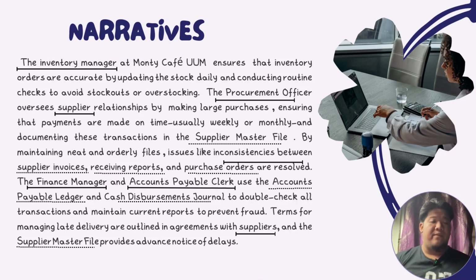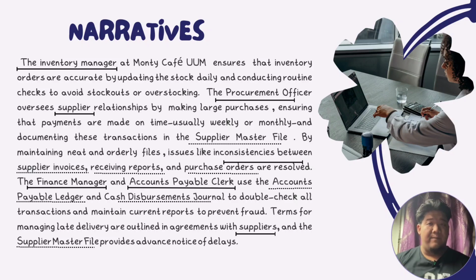The inventory manager plays a pivotal role in maintaining accurate inventory orders. This is achieved by updating stock daily and conducting routine checks to avoid stock out or overstocking. Next is the procurement officer, which oversees supplier relationships. They handle large purchases, ensure timely payment, typically on a weekly or monthly basis, and document these transactions in the supplier master file.